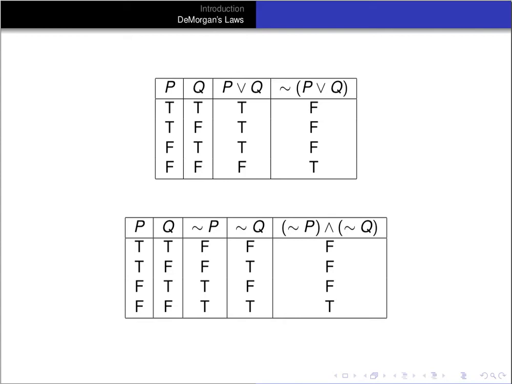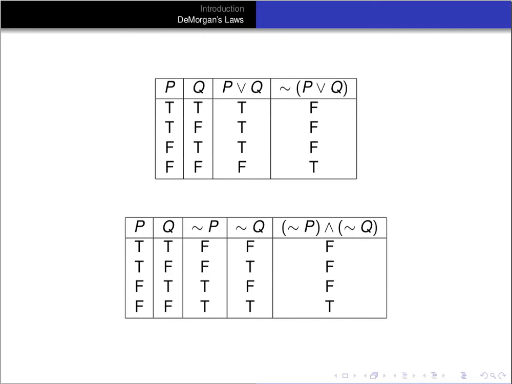In the second line in the lower truth table, not P is false and not Q is true, so the conjunction of those two is false. In the third line we have not P is true, but not Q is false, so the conjunction is false again. And then in the last line, we have not P and not Q are both true, and so the conjunction is true.